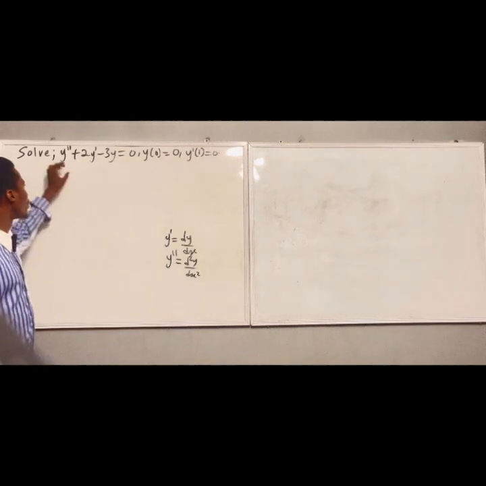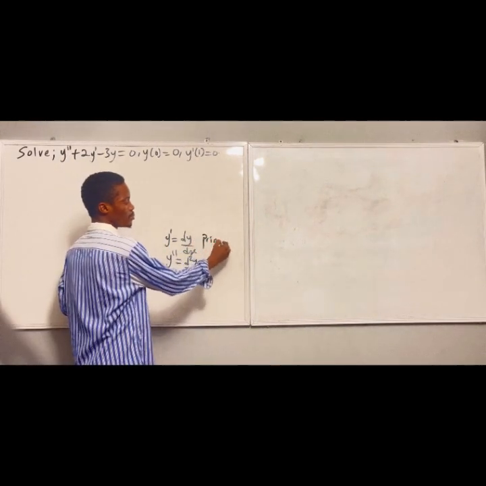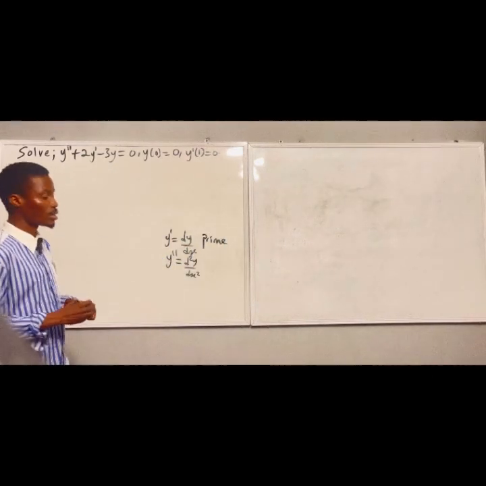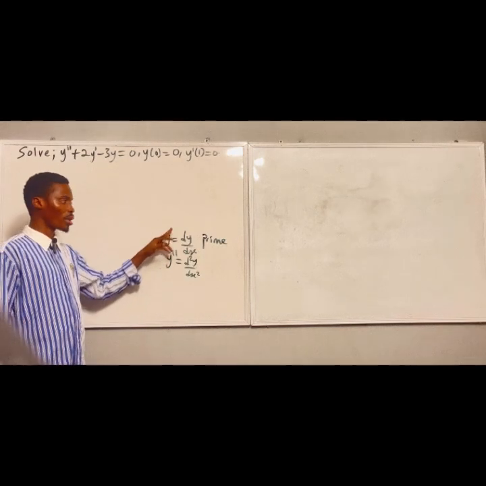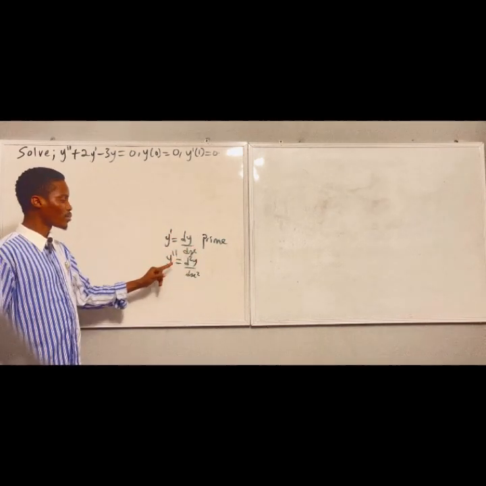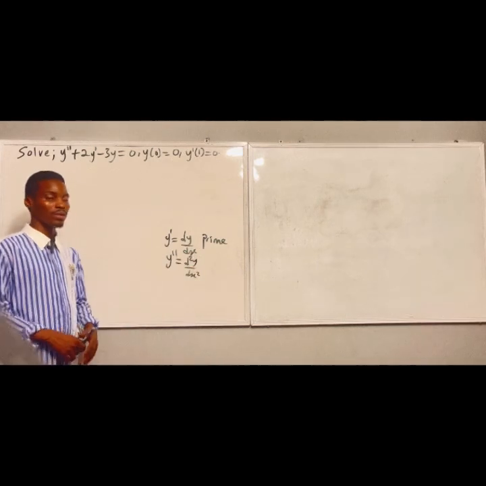So this is y double prime, that is a prime. We can call it a prime, we can call it dash. So y dash is also known as what? Y prime, that is the first derivative. Y double prime, d square y over dx square, is also what? Second derivative.